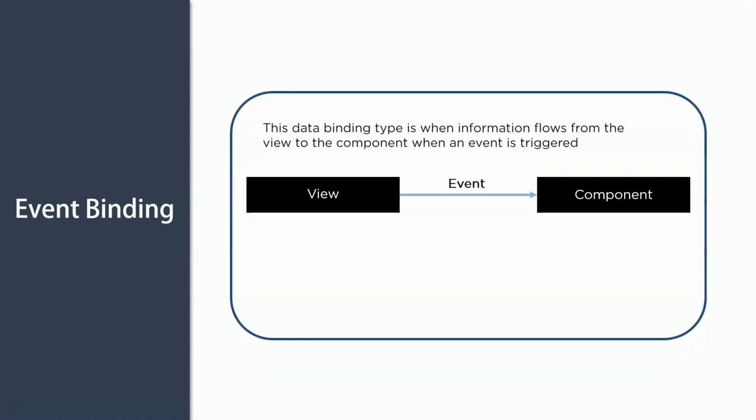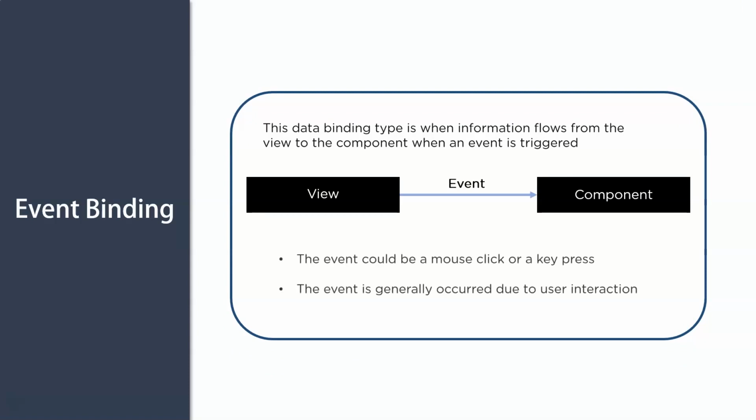Next up, we have event binding. So this data binding type is used when information flows from the view to the component when an event is triggered. So what happens is that the view sends the data from an event like the click of a button to be used to update the component. It is the exact opposite of property binding, where the data goes from the component to the view. So again, the event could be a mouse click or a key press. So now let's head to VS Code.